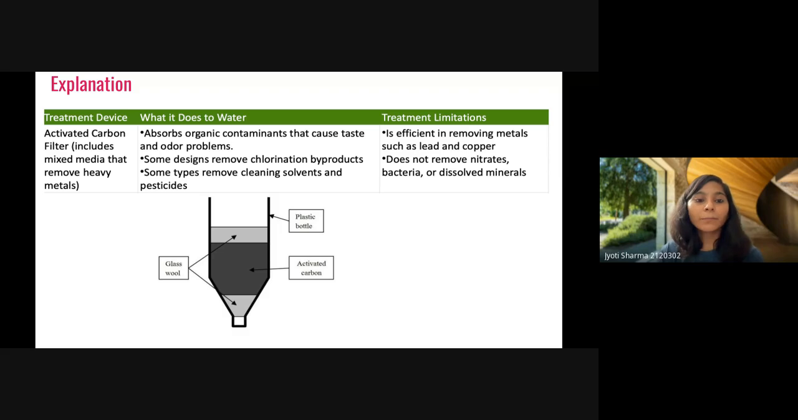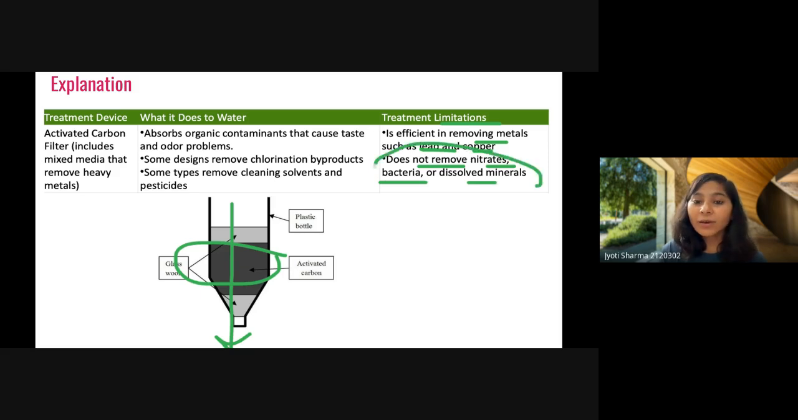So just see here, this is how we can use activated carbon, and we can filter the water. Okay, and there is some limitation also. No doubt it is efficient in removing metals such as lead or copper, but it can't remove nitrate, bacteria, or dissolved minerals. So that's why, along with activated charcoal, we have to use RO as well to clean the drinking water.